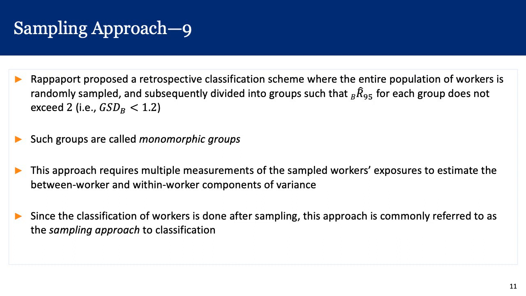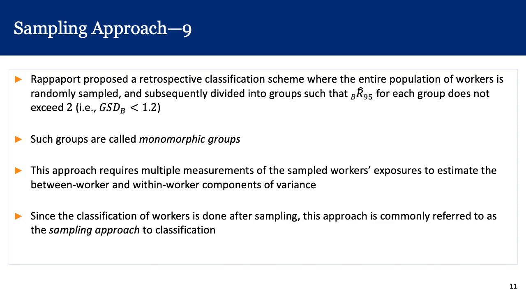So instead, Rappaport proposed a retrospective classification scheme as opposed to the prospective observational scheme. And here, the entire population of workers is randomly sampled and subsequently divided into groups such that the R95 for each group does not exceed 2. In other words, the between worker geometric standard deviation is less than 1.2. And such groups are called monomorphic groups.